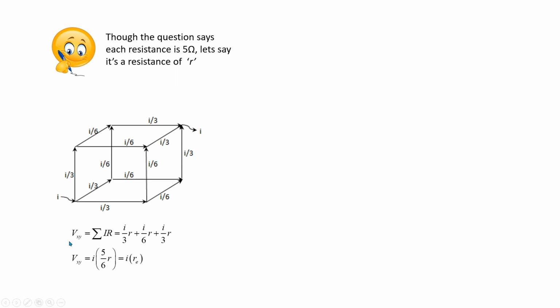So we know voltage is the summation of IR, and in the first leg it's I over 3 times R. In the second leg, it's I over 6 times R. In the third leg, it's I over 3 times R. And when you sum this up, it gives you I times 5 over 6 times R. So the effective resistance is going to be 5 over 6 times R. That is the effective resistance, right? So this is a neat way to calculate effective resistance, where we feed a particular current and then evaluate it.